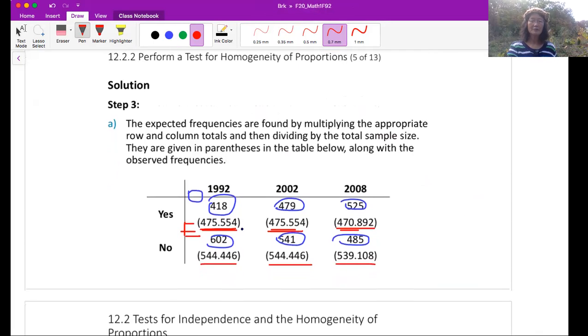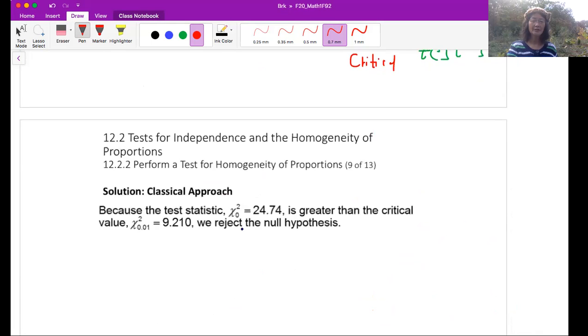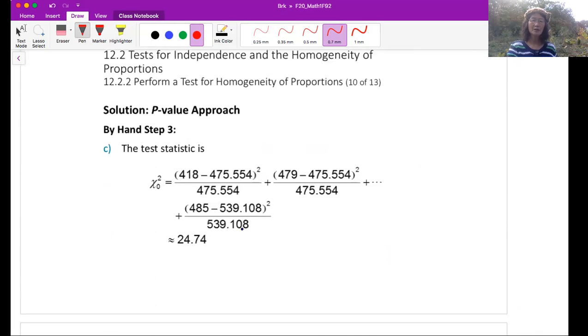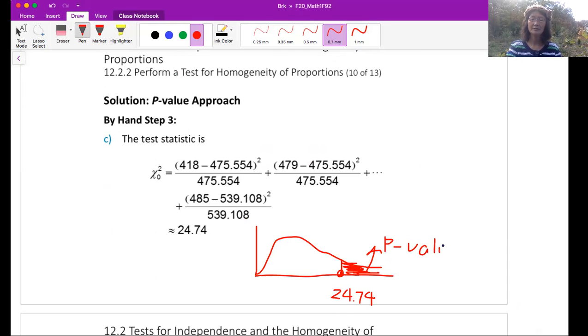Remember, each time after we finish the classical approach, we do the p-value approach. So we are going to turn to the p-value approach. Remember what the p-value is? The p-value is the area corresponding to the test statistic. So label the test statistic 24.74. This area corresponding to the test statistic is the p-value. And how do we find this area? Once we have this point, go to Excel.